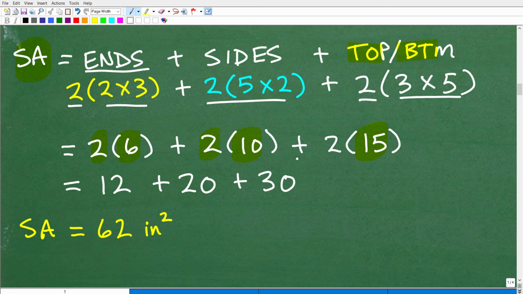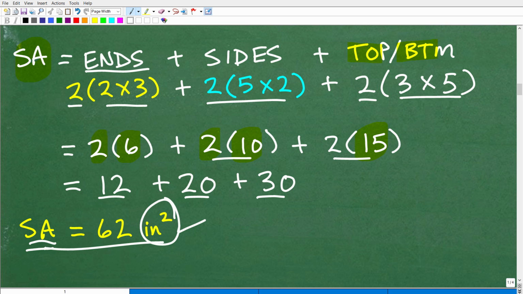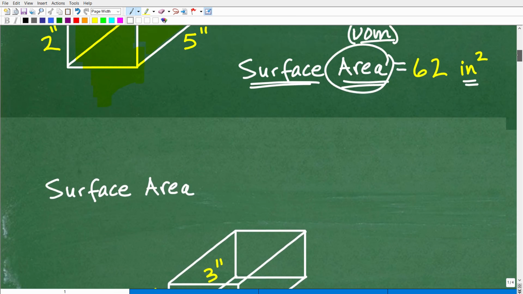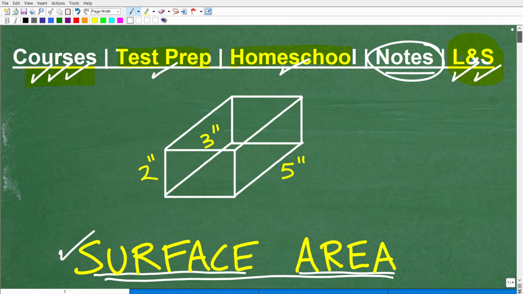All right, so let's go ahead and put this all together. So here we have 12, this would be 20, and 2 times 15 is 30, and all together that's 62. But remember, at the end of all these calculations, we are dealing with inches, and we are dealing with, of course, area or surface area. So 62 inches squared.